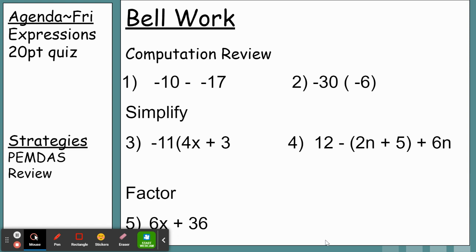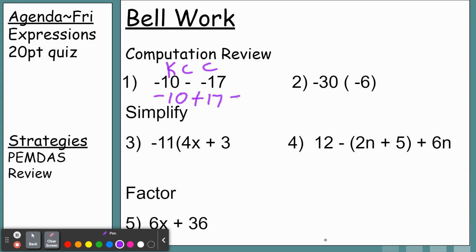Alright, so bell work. A quick computation review, because you have to use your computation to do the work we're doing today in our quiz. So remember, 10 minus negative 17. Do we really subtract negatives? No, remember, you have to do your keep, change. So it's really 10 plus 17. Well, that means I spent $10, but I made 17. So I really only have $7 because I subtracted the difference.